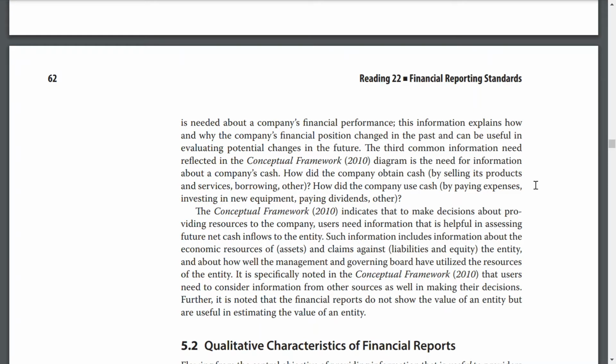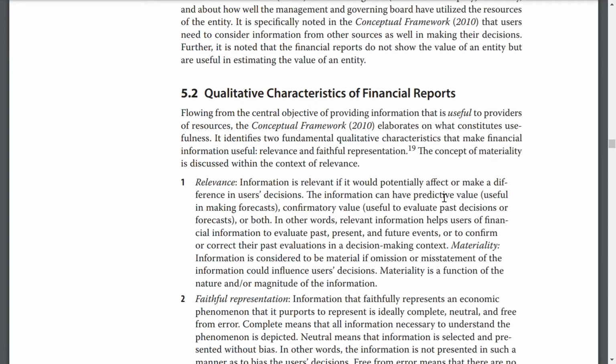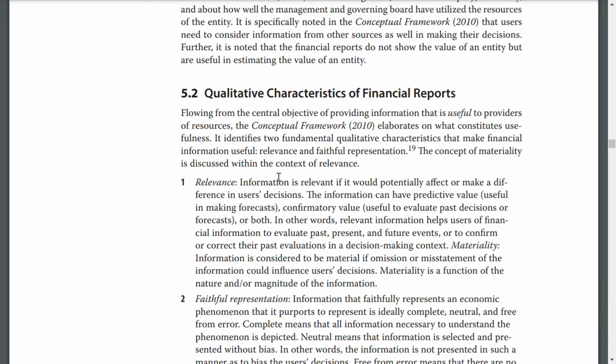Qualitative characteristics of financial reporting flow from the central objective of providing information that is useful to those providing resources. The conceptual framework elaborates on what constitutes usefulness. It identifies two fundamental qualitative characteristics that make financial information useful: relevance and faithful representation. Materiality is discussed within the context of relevance.